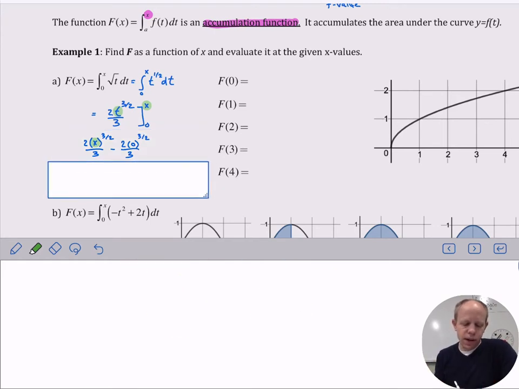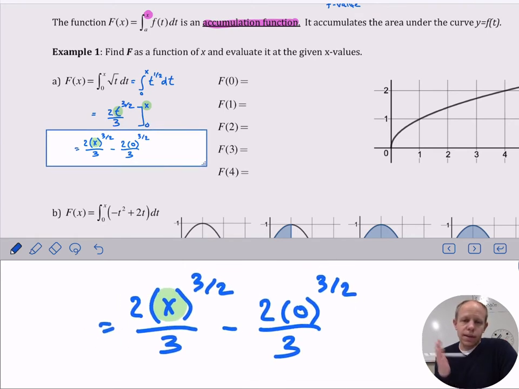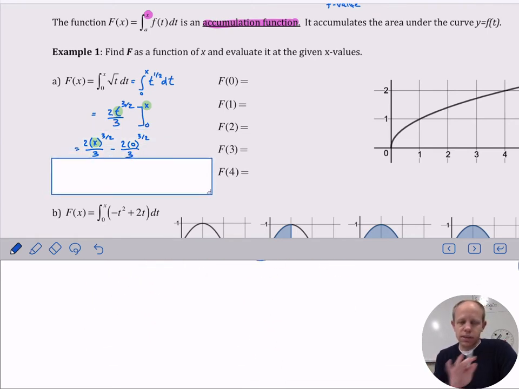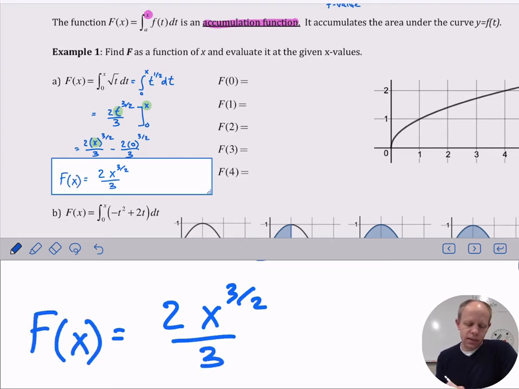Now when we simplify this, what you're going to notice is when you plug 0 in there, that's not going to equal anything, and it will always completely cancel out. And so what we're really left with here is 2x to the 3/2 over 3. Now this is my capital F at x. So whatever I plug in here for x, that's going to be our definite integral from 0 to that number.